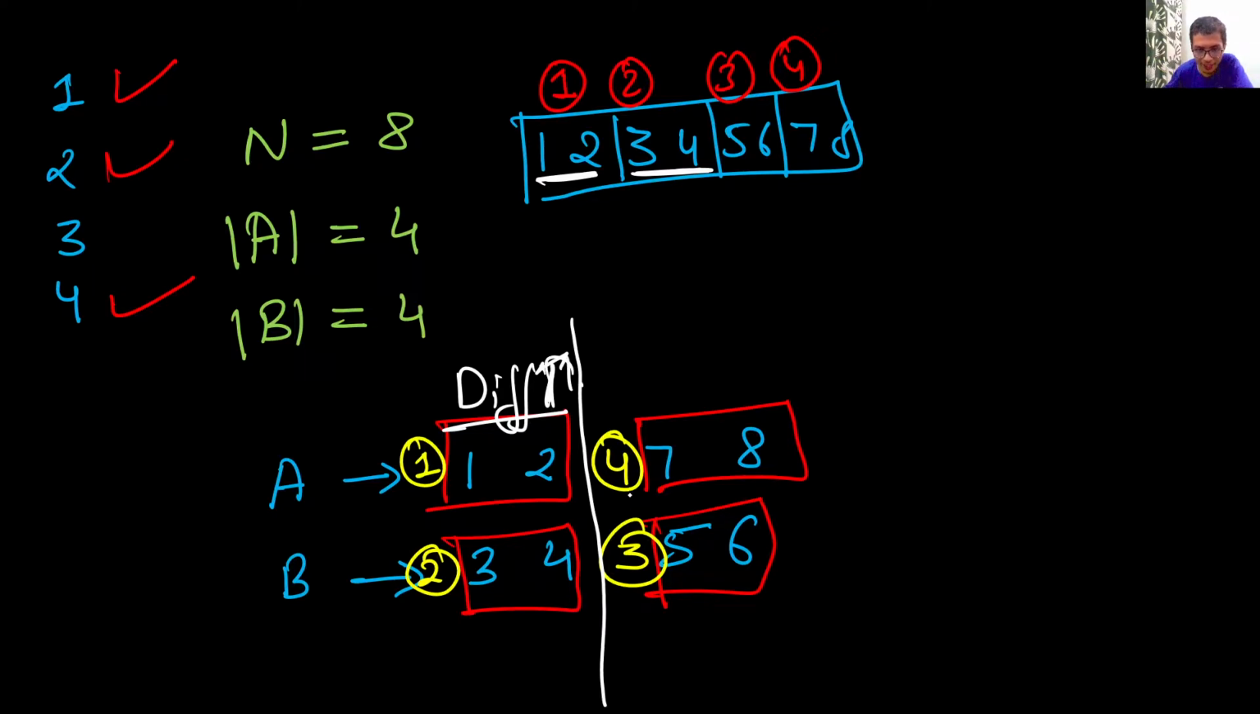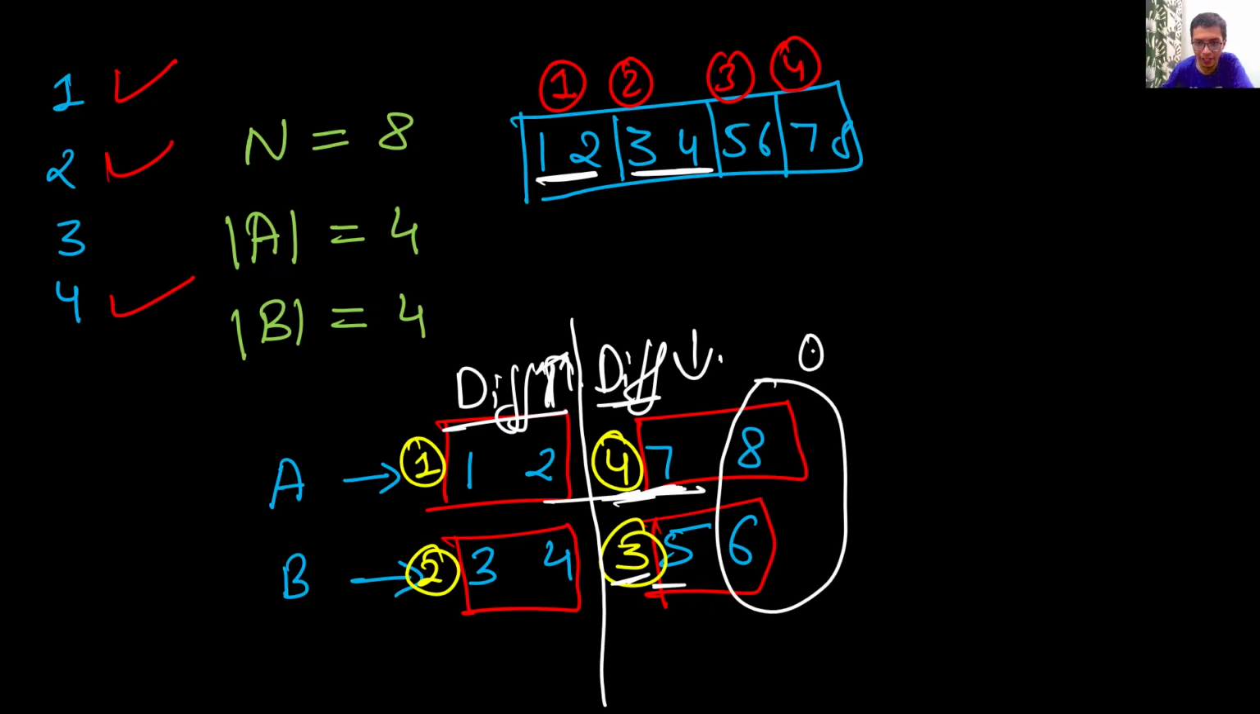So this difference would increase. Now during the second half, we have 4 and 3. This time, the first array has larger elements. So this time this difference would decrease, because now A has larger elements. So the sum would increase faster in A and slower in B. Hence the difference would decrease. And this difference would become 0 at the very end.